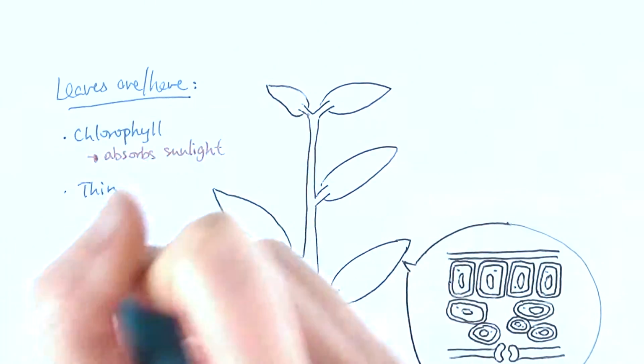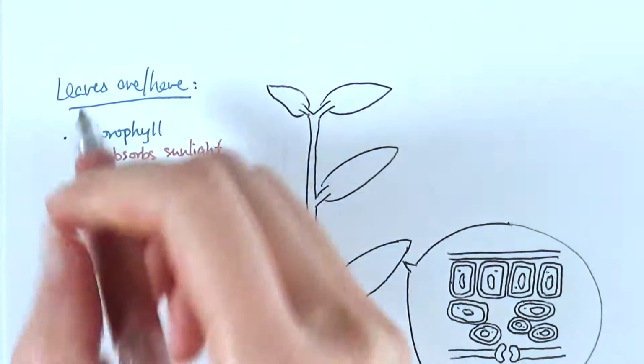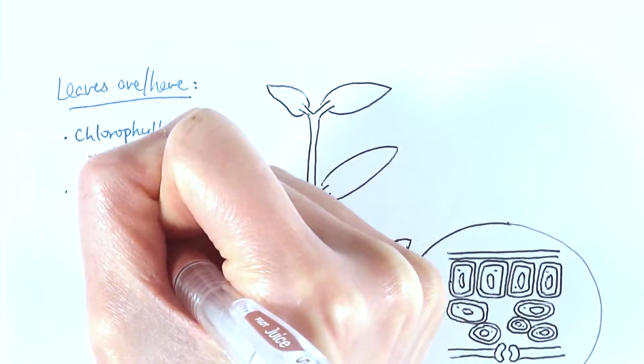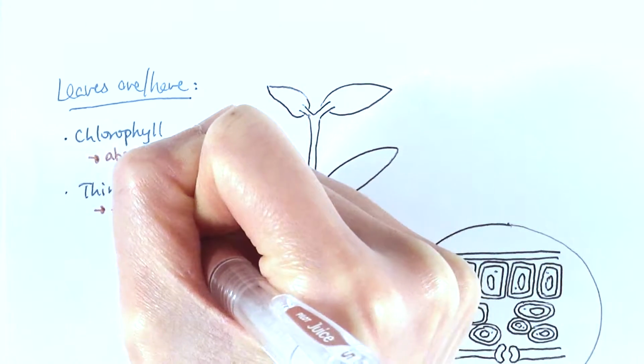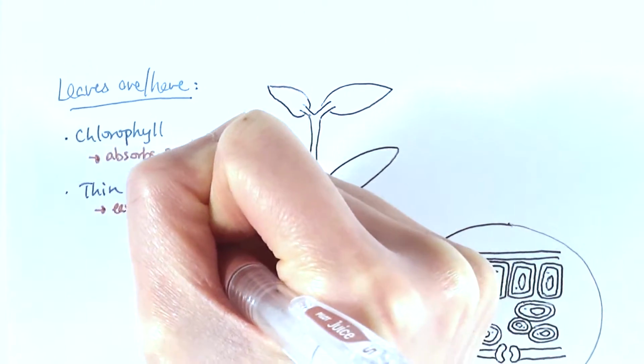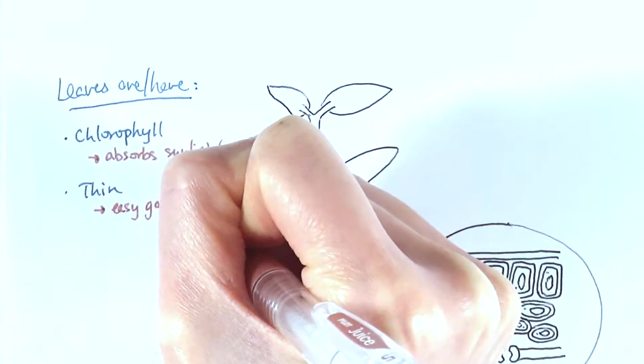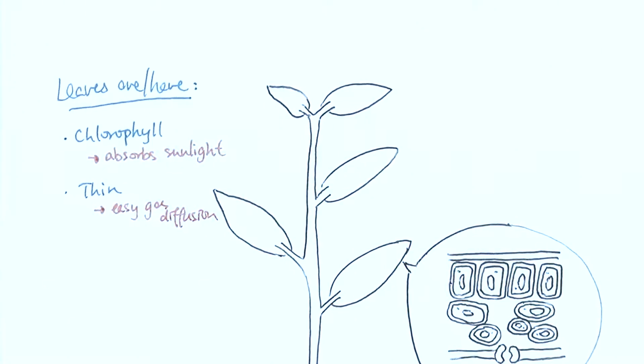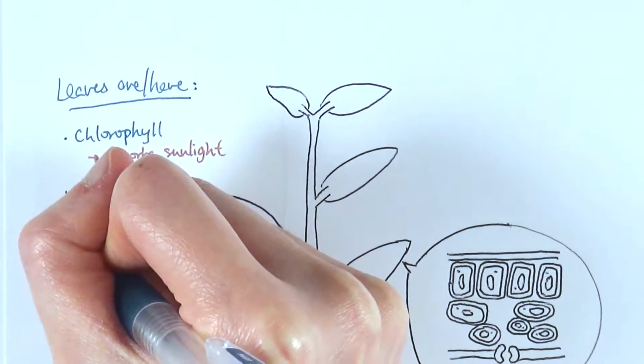Another thing about leaves is that they are quite thin. And if they're thin, it's easy for them to do diffusion. So it's easy for the gases to move across or throughout the leaves. Remember that photosynthesis needs carbon dioxide, and they make oxygen so that it can go somewhere else.